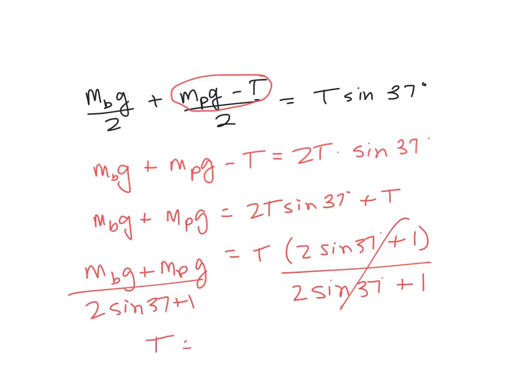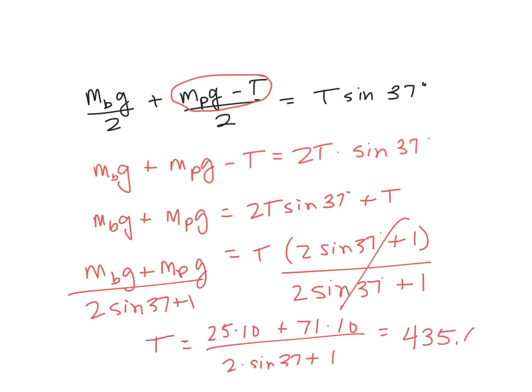So the tension in the rope is going to be the mass of the beam, 25 times 10, plus the mass of the professor, 71 times g, which is 10, over 2 times sine of 37 plus 1. So the tension in that beam is going to be, I get 435.6 newtons for the tension in the beam, which means that if I can now go to that other equation that asks for the force of the beam on the professor, let me go back and pull that up.